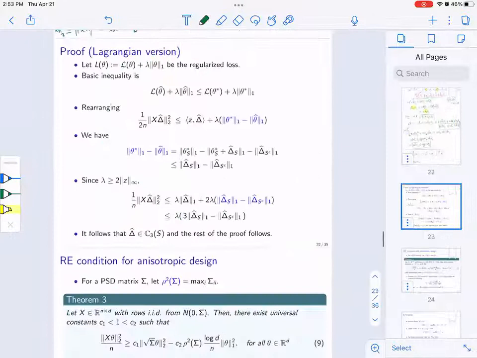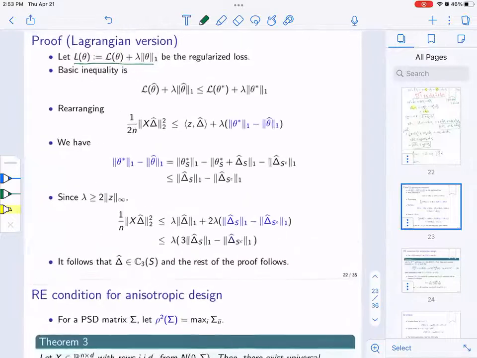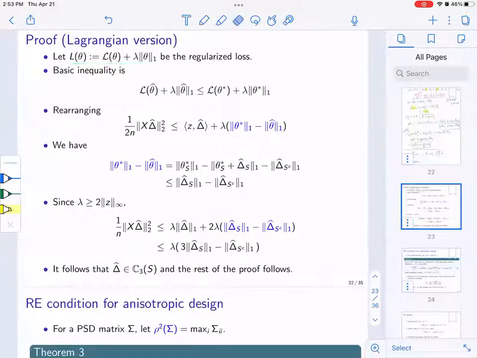Okay, so let's do the regularized version now. For the regularized version, we're minimizing this alternative objective function. So I start with the basic inequality again. The basic inequality says, everything is feasible here. So theta star is feasible. The objective function for that has to be bigger than the objective function for theta hat. If you rearrange, the loss is controlled.